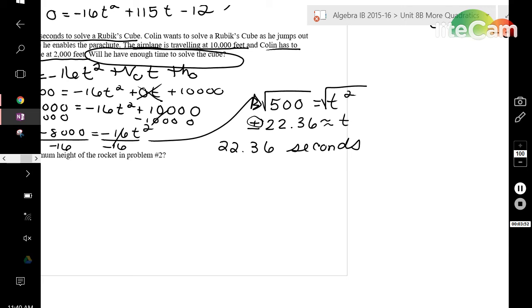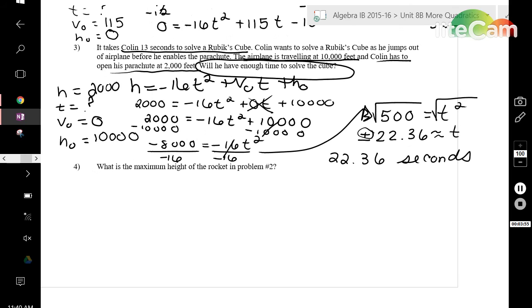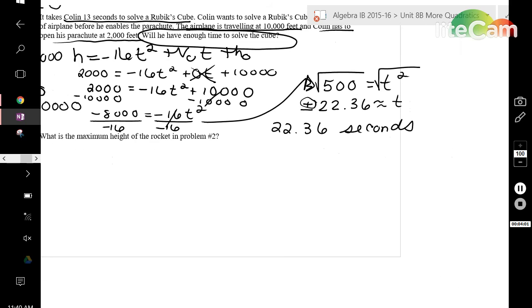Since the problem says it only takes him 13 seconds to solve a Rubik's Cube, and he's going to have 22.36 seconds, to answer the question of will he have enough time, the answer is yes. He will have enough time. If he has 22 seconds, but it only takes him 13, he's going to have 9 seconds left over.